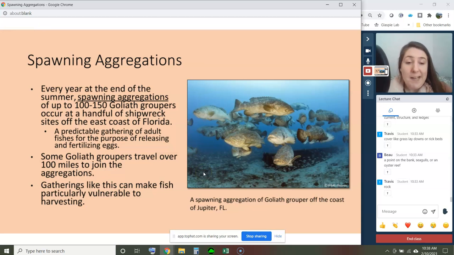As you might expect, for a species that is heavily fished, gatherings like this can make them really vulnerable to harvesting. So if you wanted to, you could catch essentially every adult fish within 100 miles just by scooping up one of these spawning aggregations. So that's kind of scary for these fish. And that's one of the main reasons why grouper are so heavily protected, because they do this spawning aggregation behavior and they're very vulnerable.